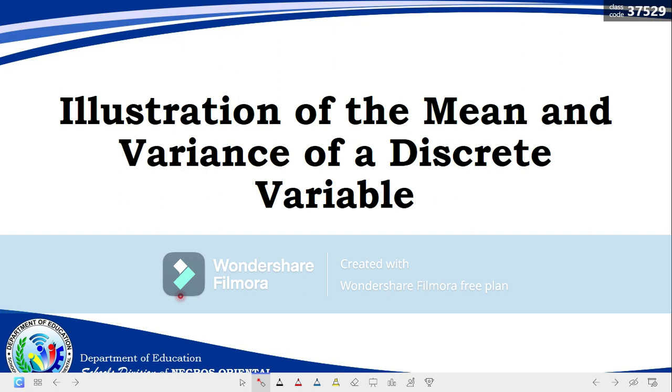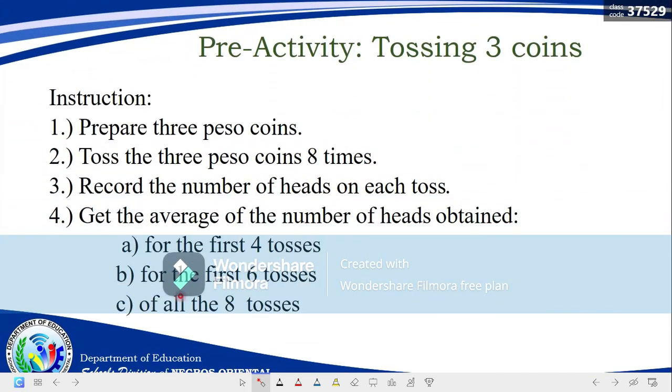Okay, so just imagine for this free activity. Imagine you're going to prepare 3 peso coins, or you can do that wherever you are right now. So prepare 3 peso coins, then toss the 3 peso coins 8 times, then record the number of heads on each toss, then get the average of the number of heads obtained. Letter A for the first 4 tosses, B for the first 6 tosses, and C for all the 8 tosses.